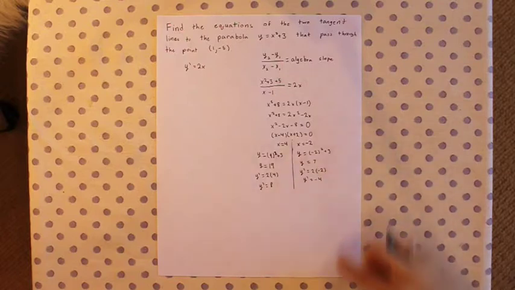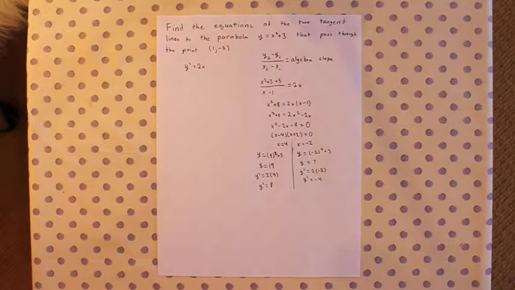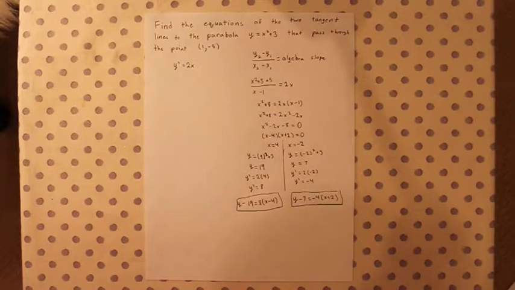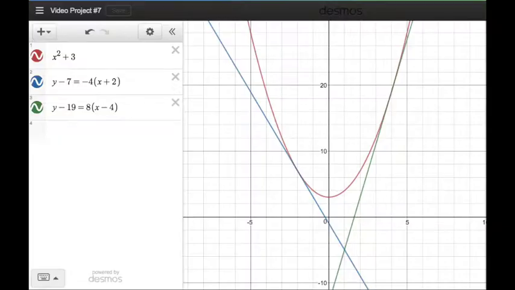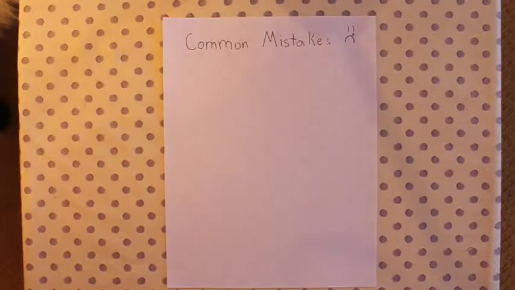So now that I have all of these values, I can plug them into the equations using point-slope form. Your final answer are these two equations that represent the two tangent lines to the parabola y that cross each other at the point (1, -5). So now I'm going to go over 3 common mistakes.